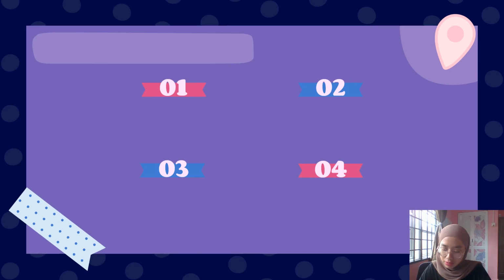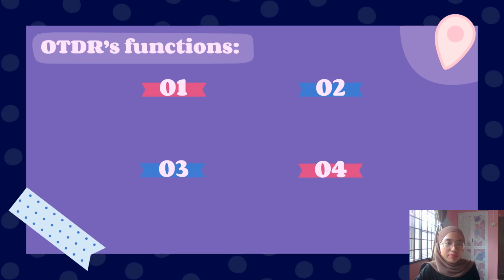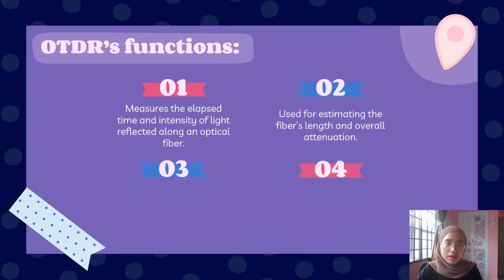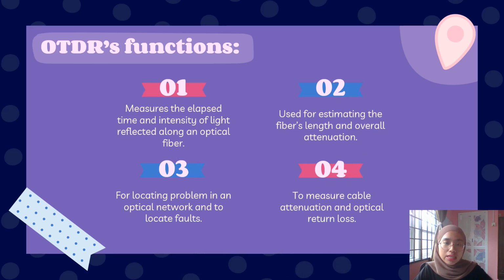So I will continue the presentation about the basic optical fiber equipment. I will explain about the OTDR's function. There are four functions for OTDR. First, measures the elapsed time and intensity of light reflected along an optical fiber. Second, used for estimating the fiber's length and overall attenuation. Third, for locating problems in an optical network, and to locate faults. Fourth, to measure cable attenuation and optical return loss.